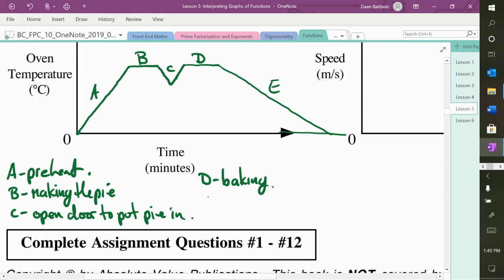All right. E. What's happening in E? Okay, so why is E's line, I guess, not the same angle as A? I guess that's what I'm trying to say. I would say slope, but you guys don't know what slope is. It takes long to cool off. Yes, it takes a long time to cool down because there's residual heat and it insulates itself. So, oven cooling. Okay.